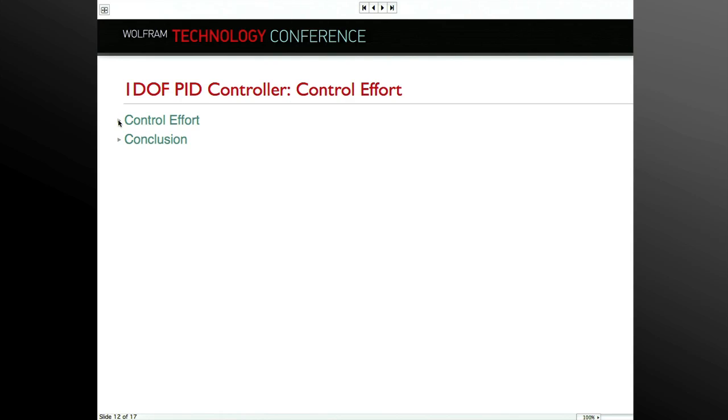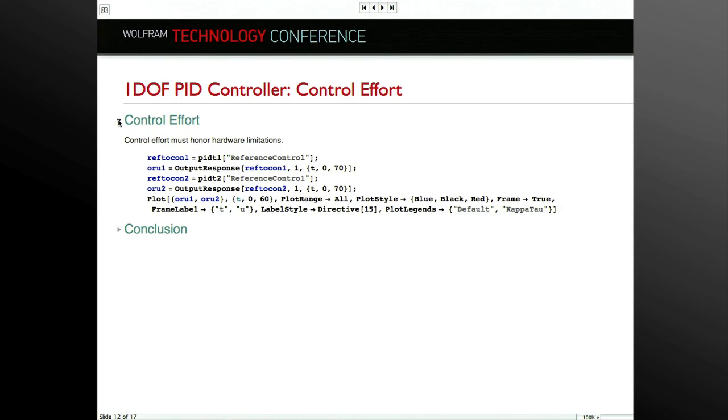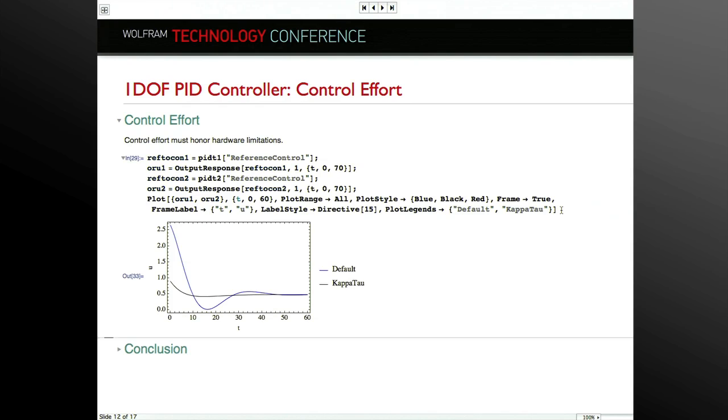So what about the control effort? Keeping track of the control effort is a good thing to do, because we do not want to exceed the physical limits of our actuators. So we can see that the default controller gives a higher peak control value than the new tuning algorithm. And the conclusion is that better tuning, better closed loop or tracking performance is accompanied by a lower control effort in general.